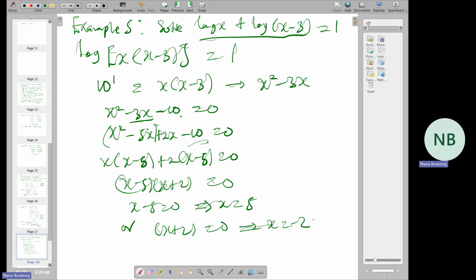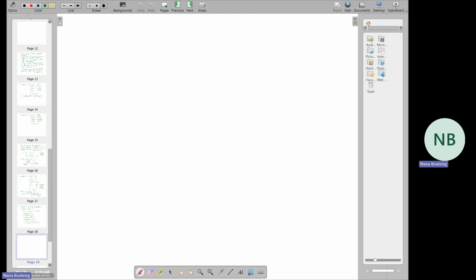All right, so we have two values of x. So let's check to see if both values make the equation true, or if there is only one that makes it true, and that one will be part of the solution set. So let's run a check.